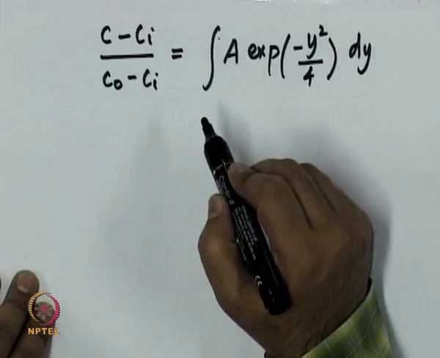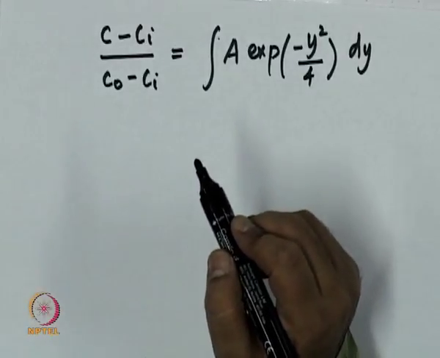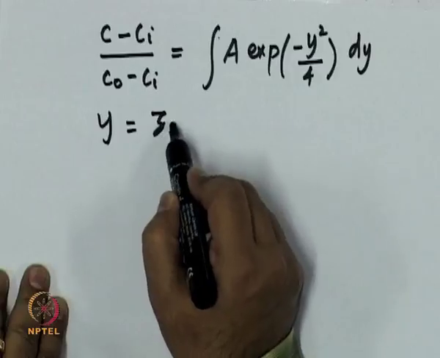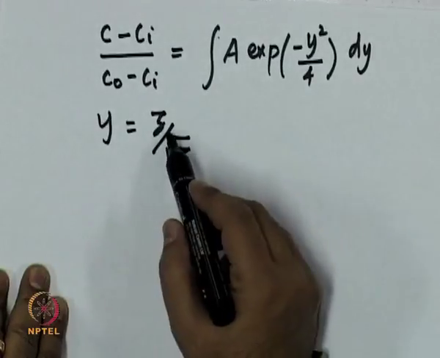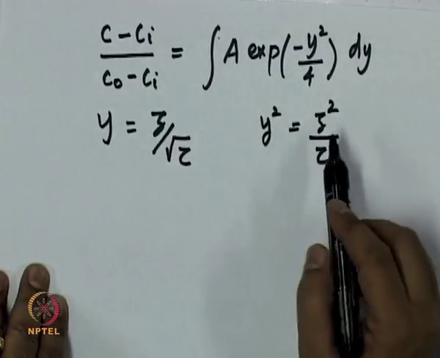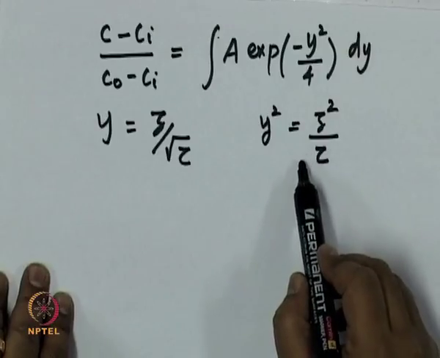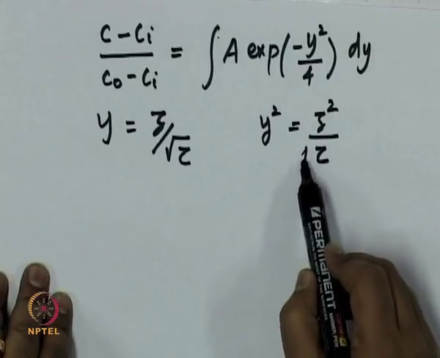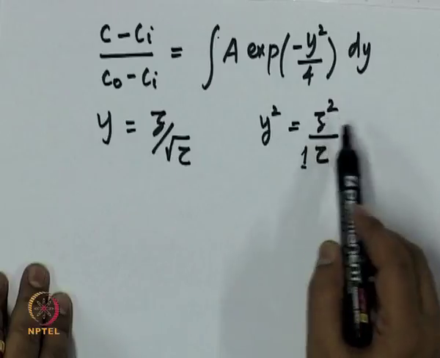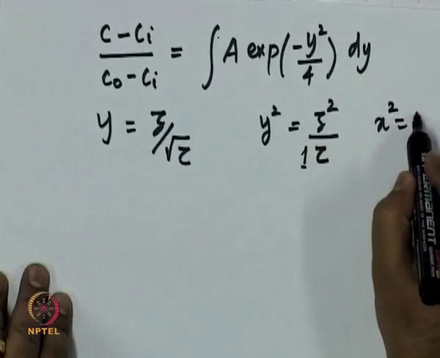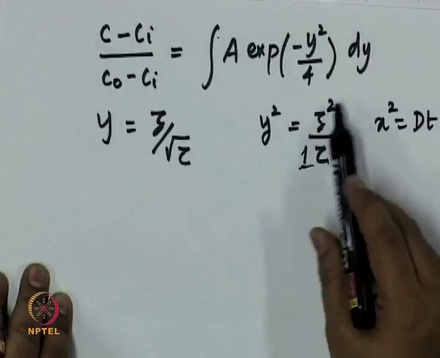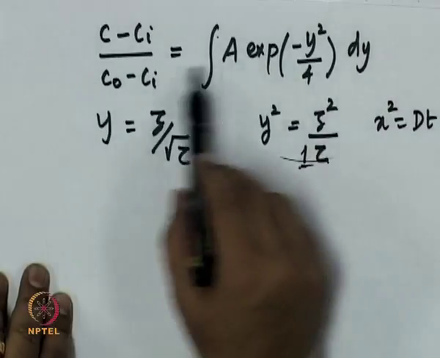And let us recall, what did we define as y? We defined y as z by root tau. So, y squared is nothing but z squared by tau. Like I said, we took the normalized diffusivity to be 1, but that 1 is sitting somewhere here. This is what I said in the other context. I said x squared equal to dt, right. So, this is z squared by d times tau. So, it is the same quantity. Okay. So, this is the solution.